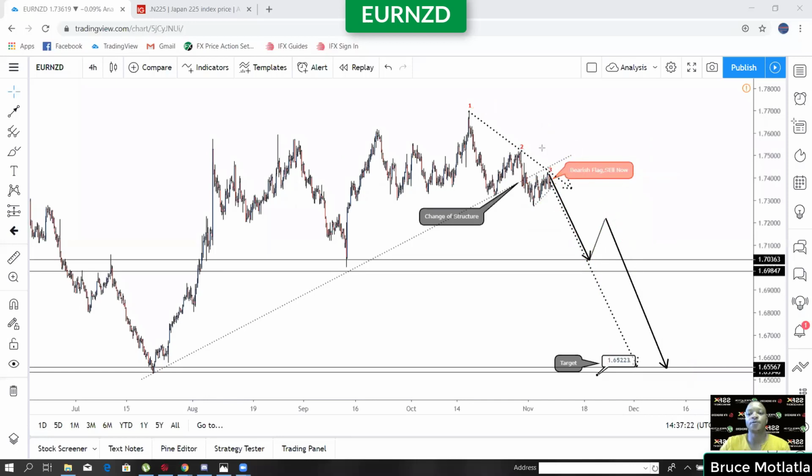If you pull your Fibo from here to there, this is our 61.8 here, and we're expecting price to pull back to that level. If it pulls back to that level, you can either take your profit, your first target here, and then wait for the pullback to this level, and then push the price all the way down. This is a nice setup, guys. This is what we see this week. We see change of structure, we see bearish flag, we see 61.8 of Fibo, we see our nice 1, 2, 3.